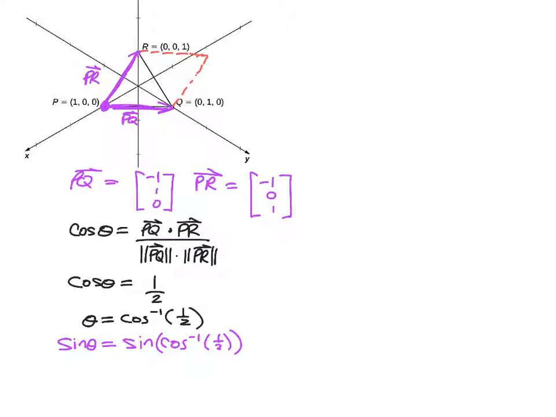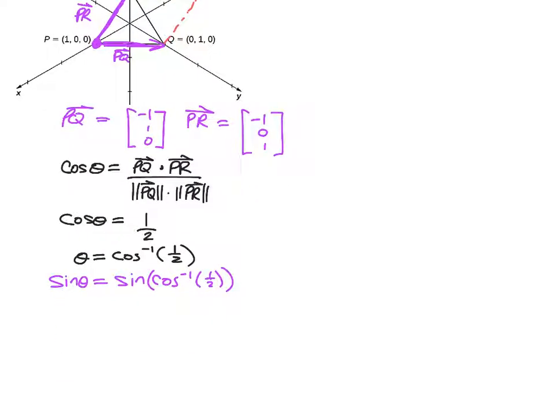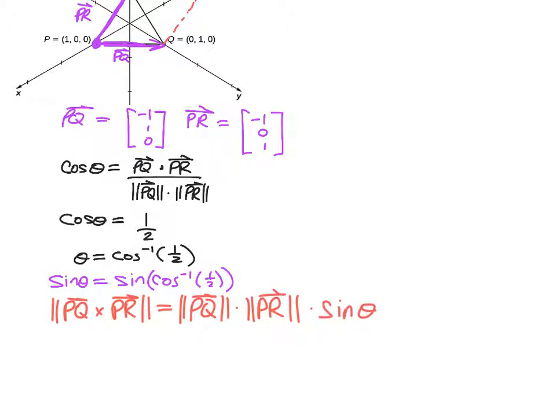It's just a question of whether you want to include it yet or in the next step, which is where we take our rule, which is the magnitude of the cross product of u and v, in this case PQ and PR, is going to be equal to the magnitude of PQ times the magnitude of PR times the sine of theta.